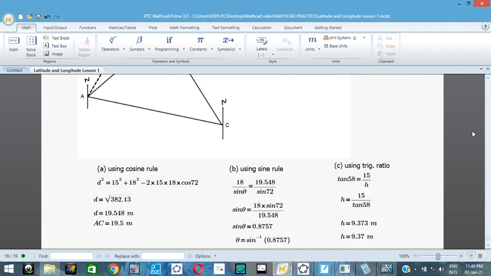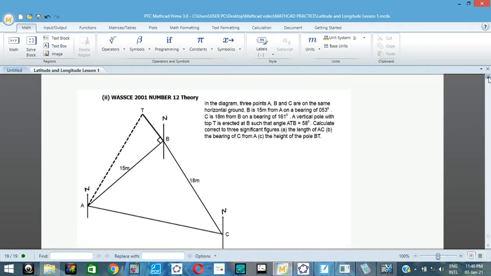So this is WAEC 2001 number 12 theory question. So that is all for now.